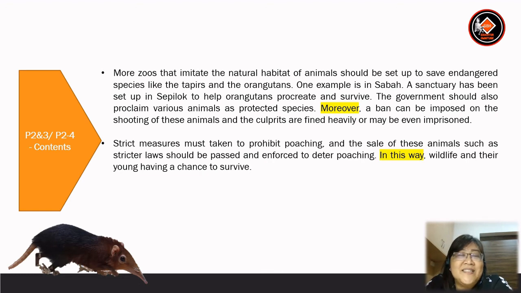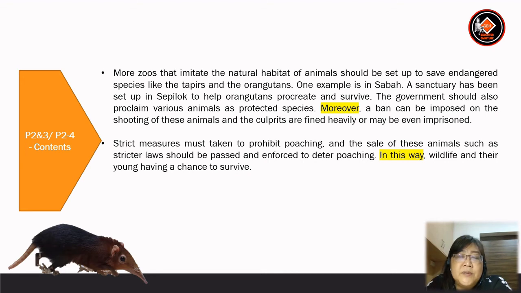Here are more examples. More zoos that imitate the natural habitat of animals should be set up to save endangered species, like the tapirs and the orangutans. One example is in Sabah. A sanctuary has been set up in Sepilok to help orangutans procreate and survive. The government should also proclaim various animals as protected species. Moreover, a ban can be imposed on the shooting of these animals, and the culprits fined heavily or maybe even imprisoned.